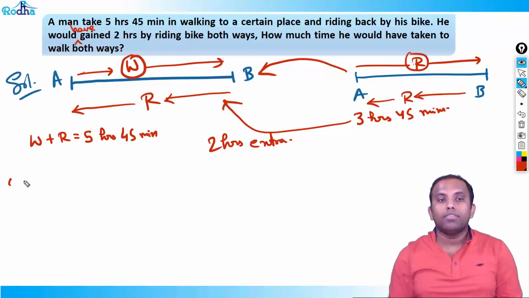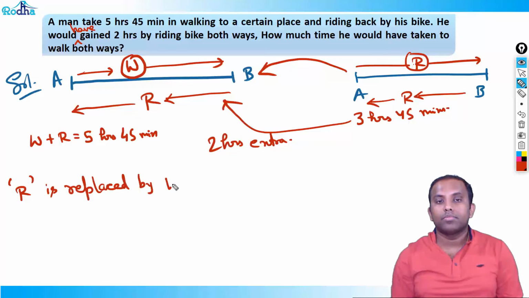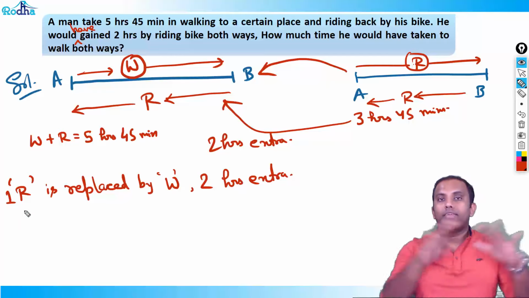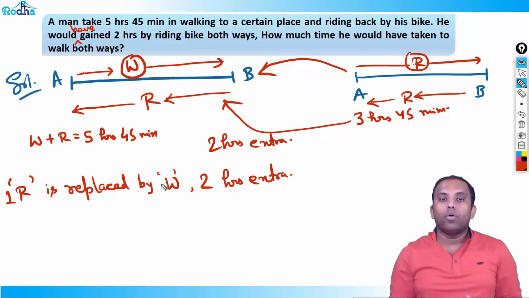Okay, that means if ride is replaced by walk, he is taking 2 hours extra. One ride means one side. If one ride is replaced by one side walk, it will take 2 hours extra, right? So, the question: how much time would it have taken to walk both ways?